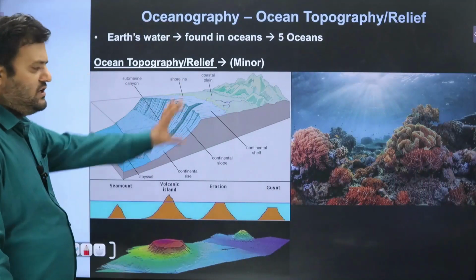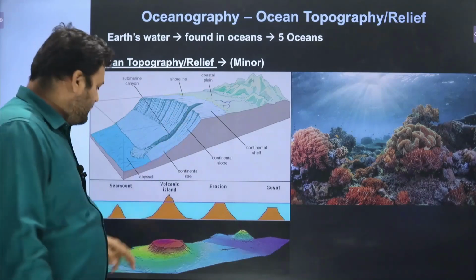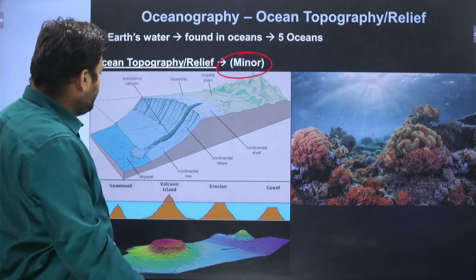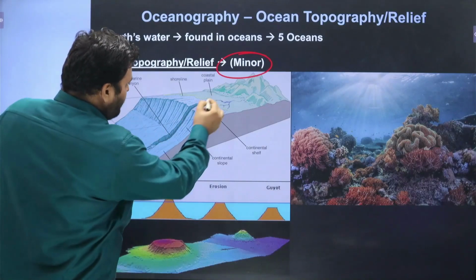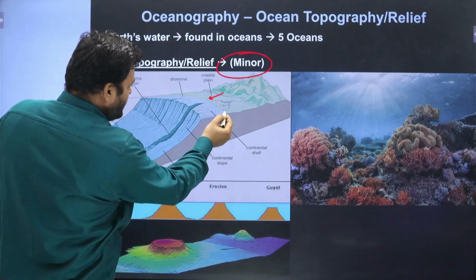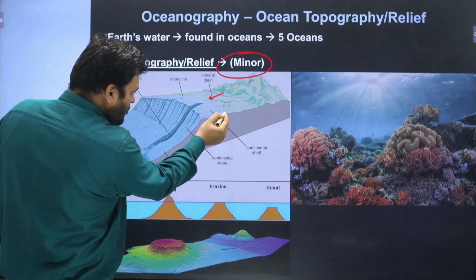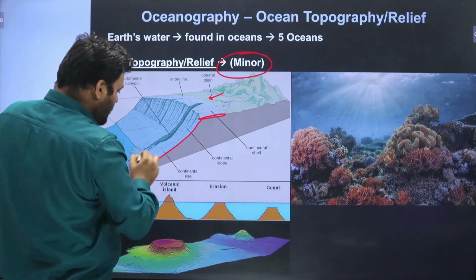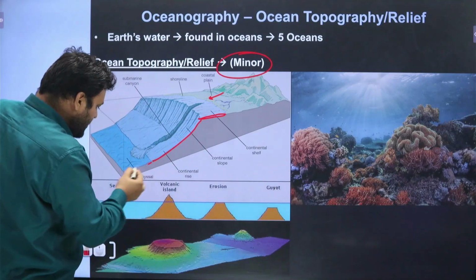Before that, let's cover this particular minor topographical feature. So for minor topographical features, here you can see, for example, we have coastal plains, then we have a continental shelf. Here you can see there is shallow water, okay, and there is a gradual slope. Then you have a continental slope. After the continental slope you have an abyssal plain.